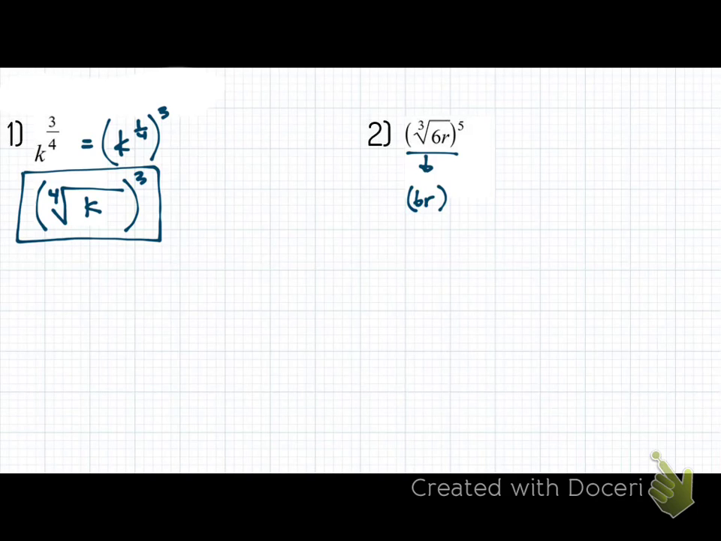So instead of leaving it as a radical, I'm going to say it's 6r to the 1/3. And all of that still was raised to the 5th power. So that 5 stays outside. Okay, so I just brought that down here. Then I want to multiply 1/3 times 5 because we have a power raised by a power. It's going to be 6r to the 5/3, and then we're done.